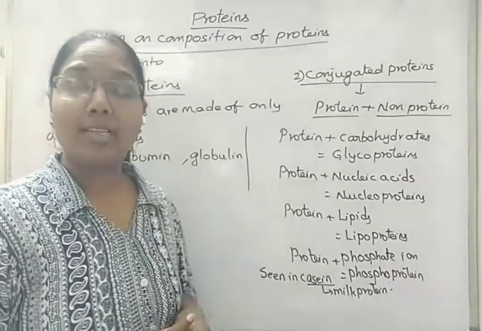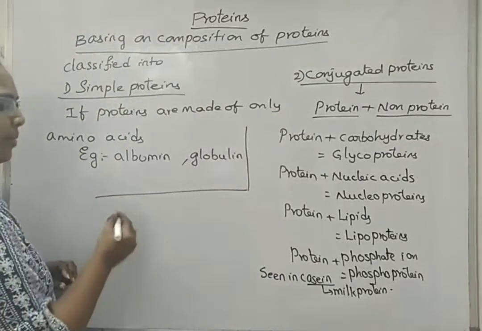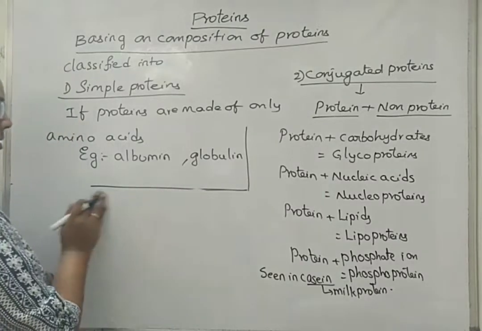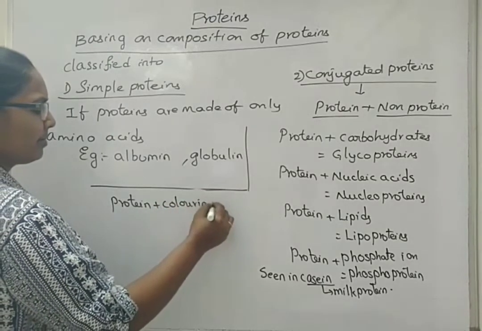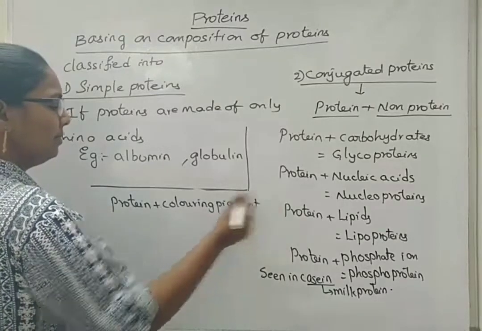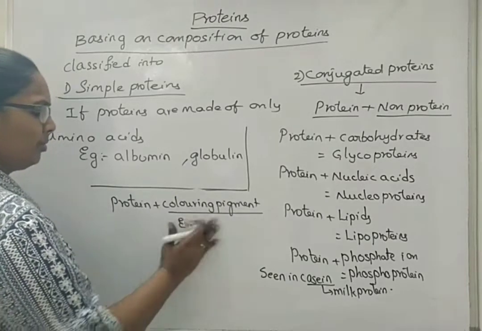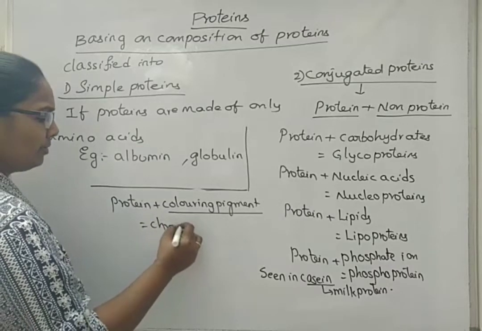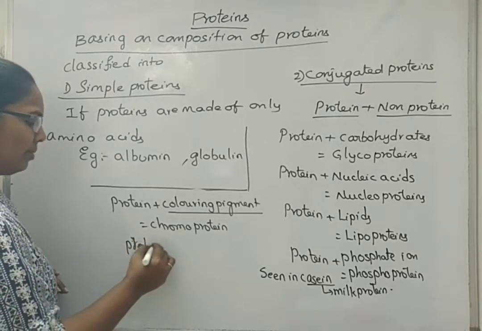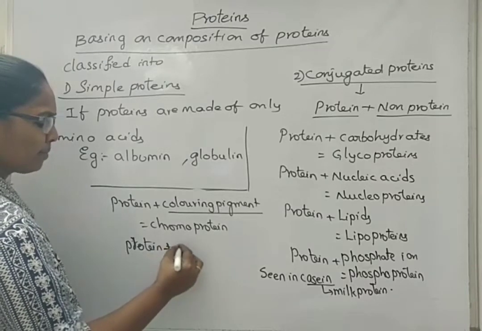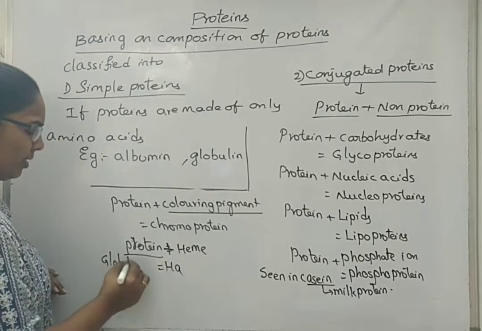Proteins also bind with some of the coloring pigments like heme, which then forms hemoglobin. The globin part is a protein. Protein plus coloring pigment, for example heme, so basically we can give a term like chromoprotein. The same chromoprotein, if it has heme, then we call it hemoglobin, because this protein can be a globular protein.